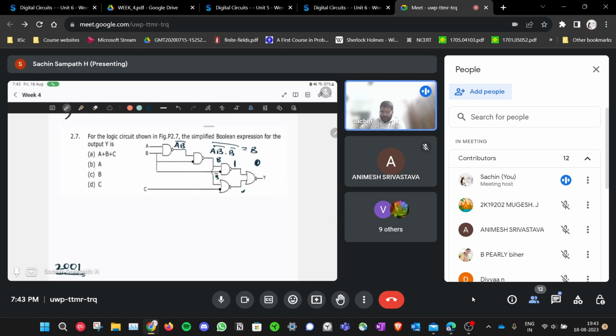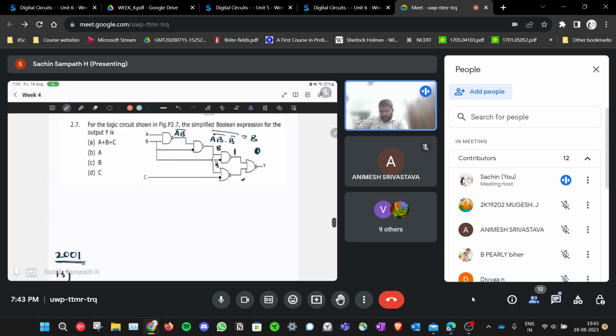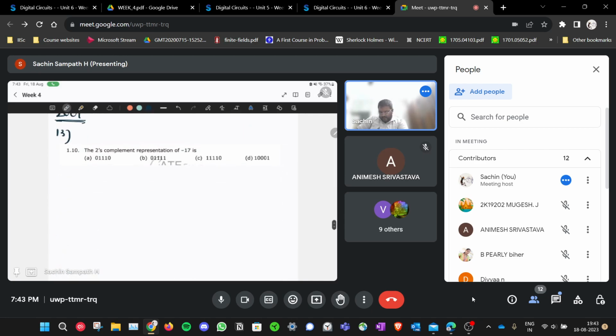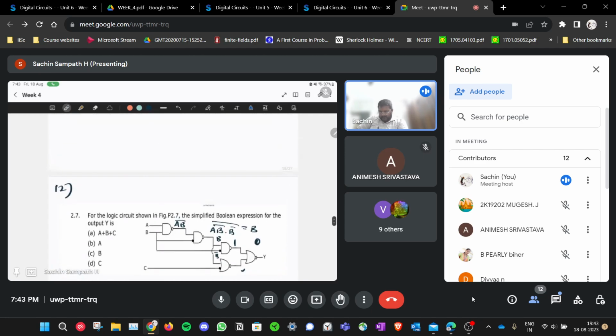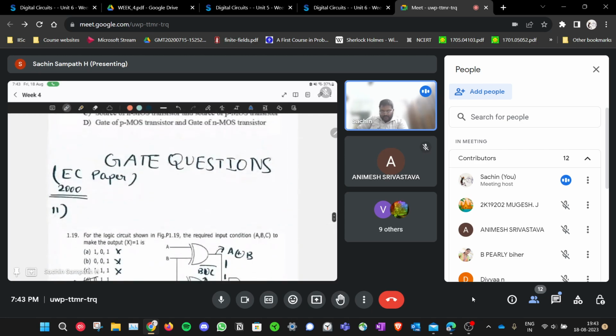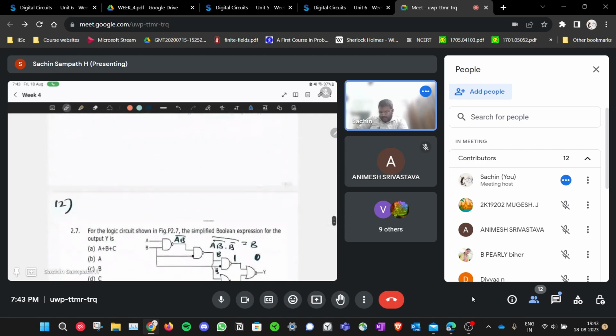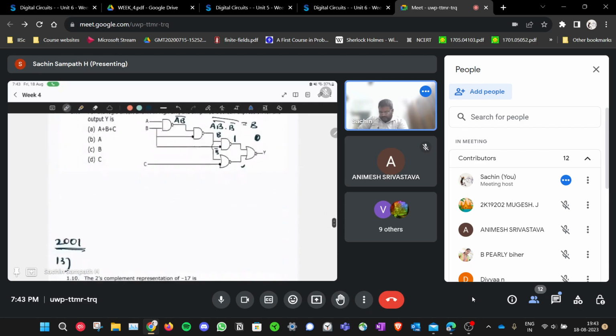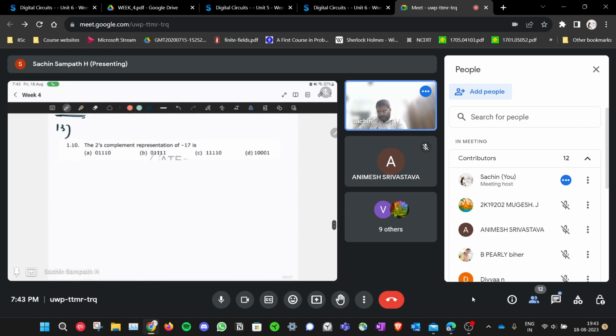If somebody can somehow get one of the options as the right expression, then tell me next week, because I was not able to get any of the options. I think since this question is from the 2000 ECE paper, maybe they made a mistake. I don't know. Okay, next.